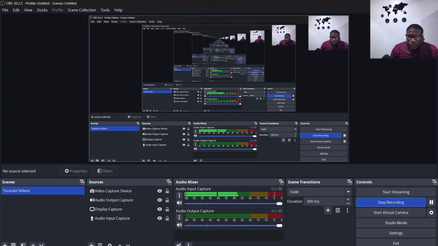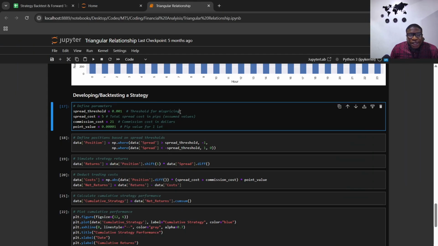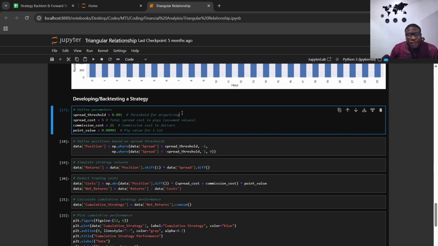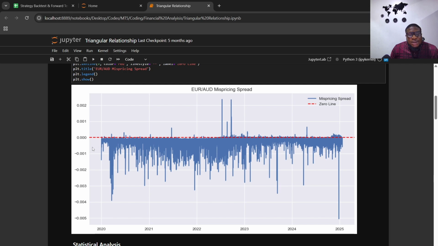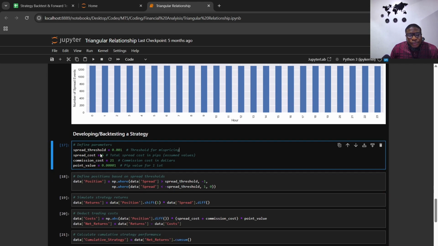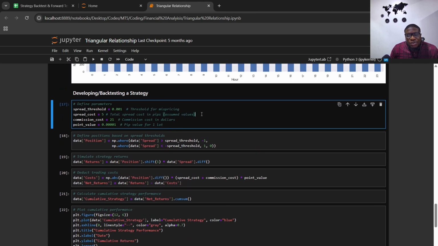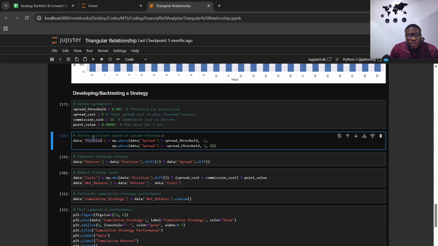Okay, so we define our spread threshold here to be 0.001. This is the value that we want to enter at. And we also add a spread. If you're a trader, you should know that whenever you're defining a trading strategy, you always need to add a spread cost to punish your trading strategy, and also a commission cost. This helps punish our trading strategy because obviously when we are trading live, we are going to pay these fees.